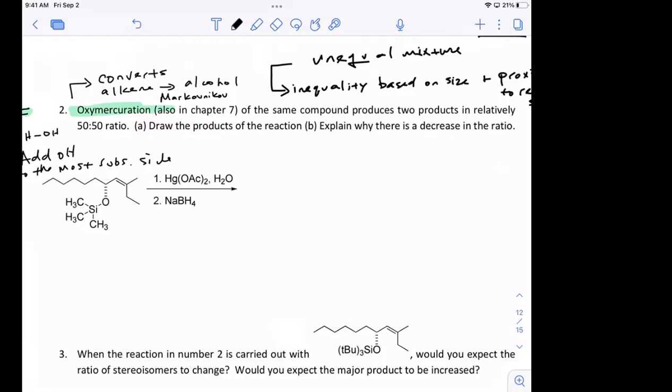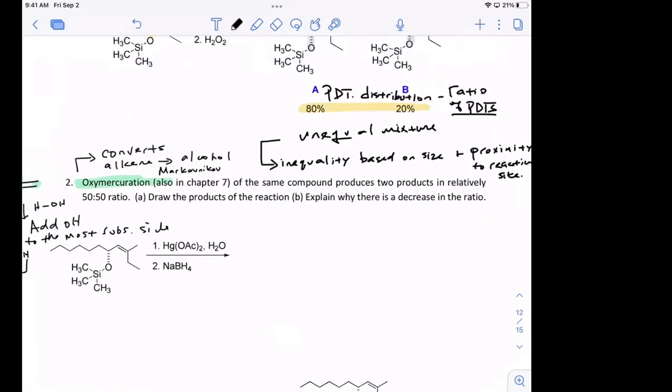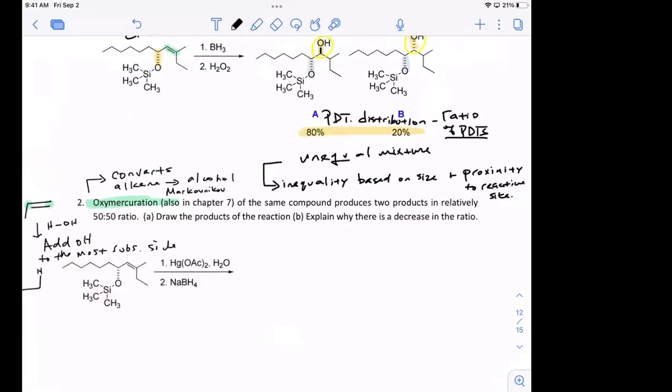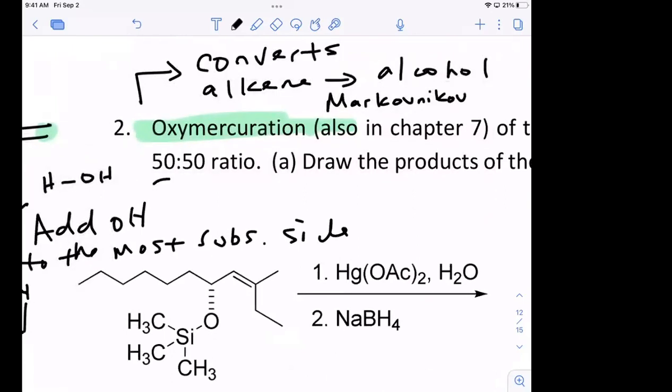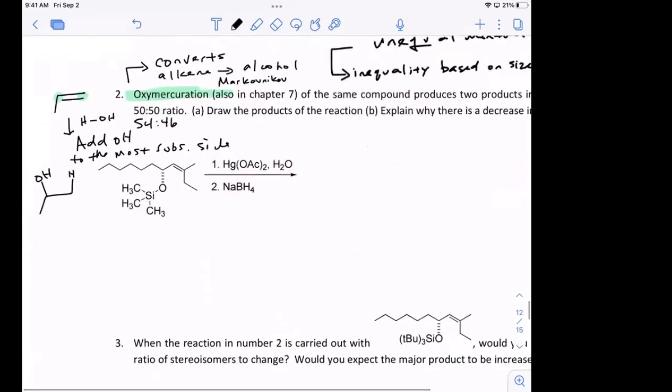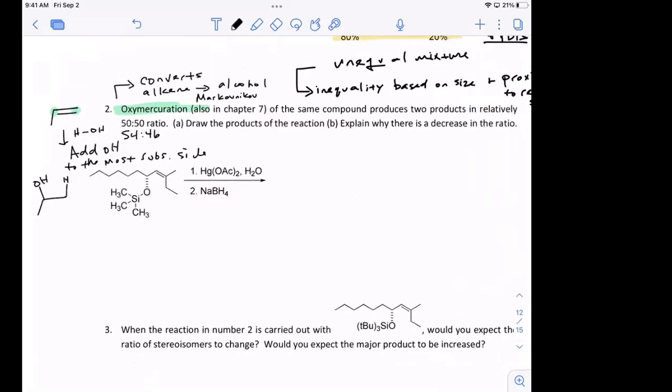Okay, great. So what's the first thing you notice about this reaction? It says that, okay, so up top, the ratio is 80-20. Here, it drops to, I said relatively, so let's just say 54 to 46. It's got to be 100%. So it drops to 54 to 46. So first thing is draw the products. And then the second part is explain why there's a decrease in the ratio. All right, so let's draw the products.